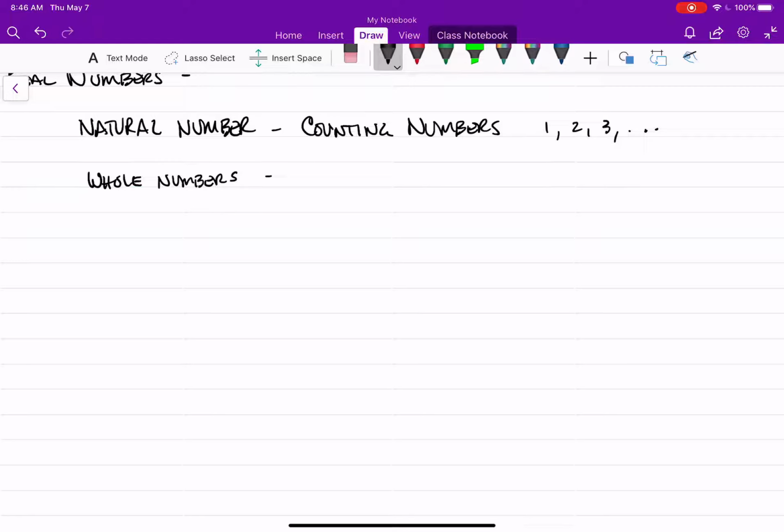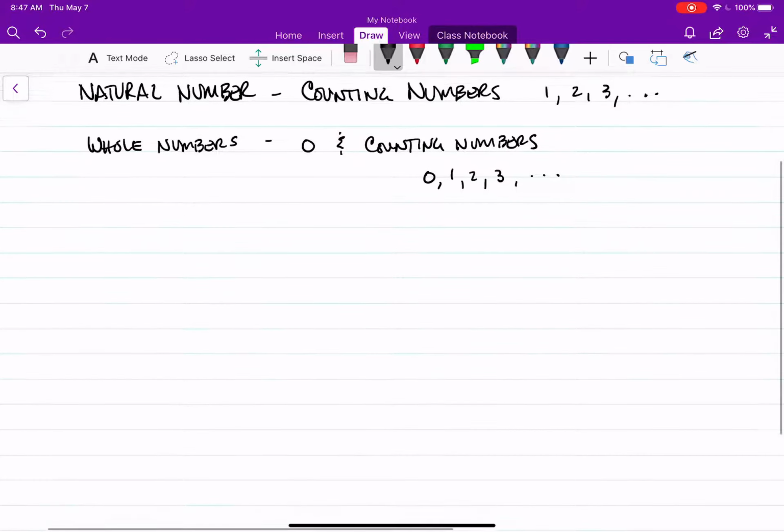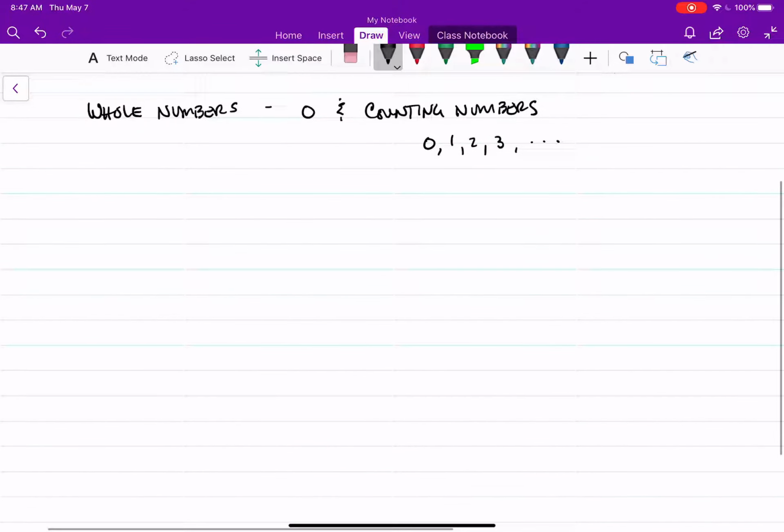A whole number is just the counting numbers, including the zero. So 0 and the counting numbers. So what does that look like? Well, that looks like 0, 1, 2, 3, and so on. Okay. And then there are also integers.